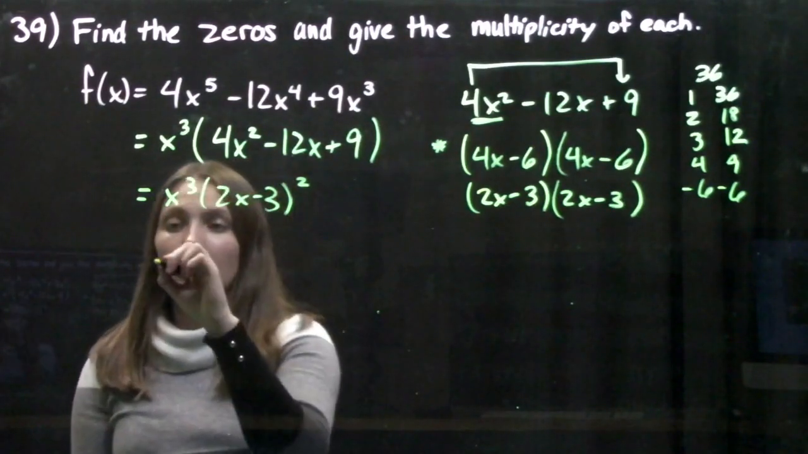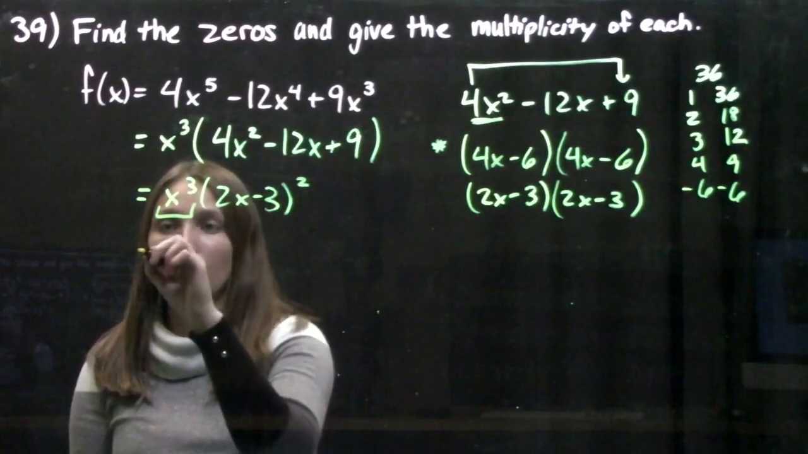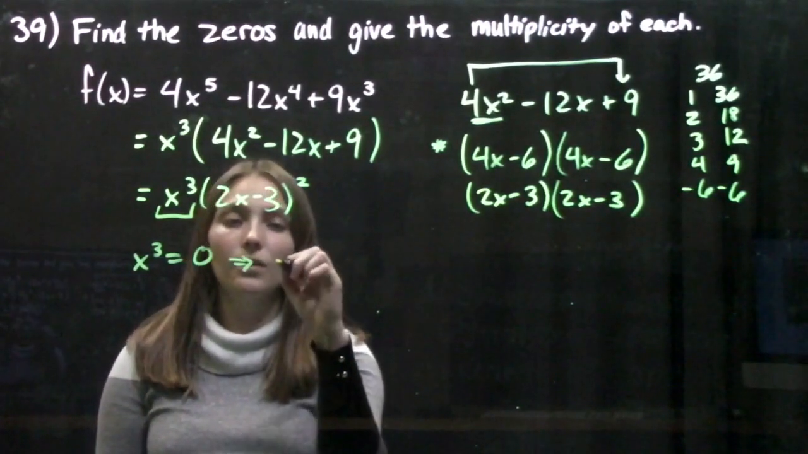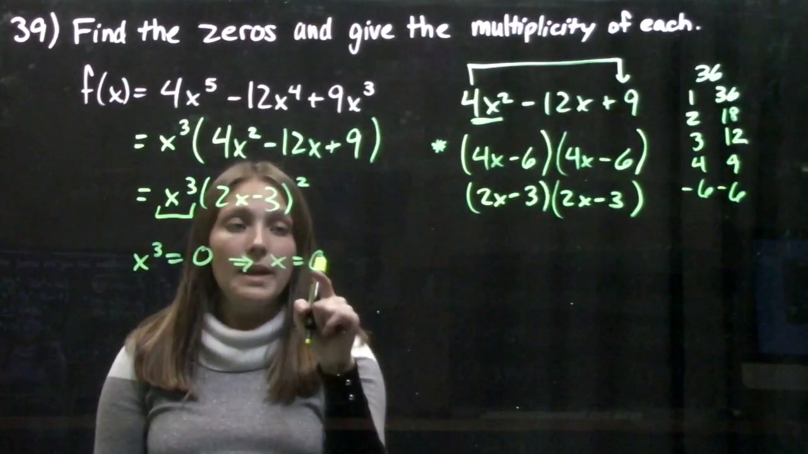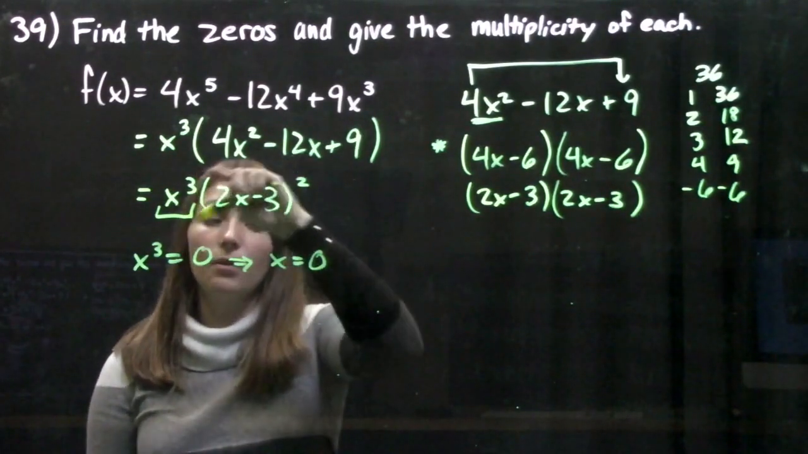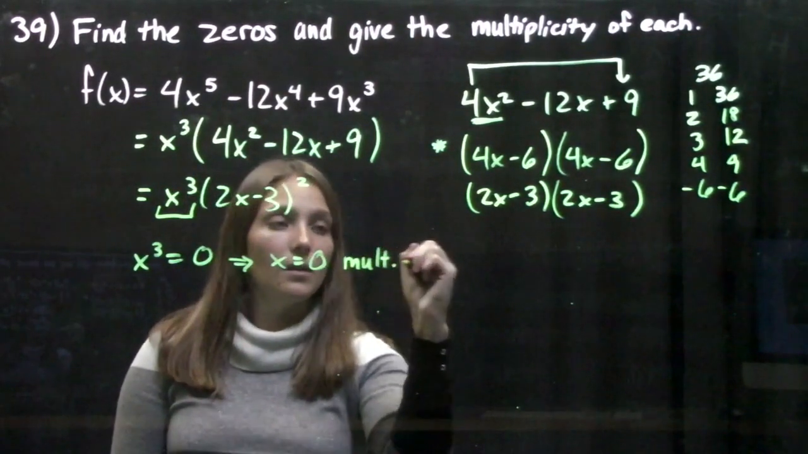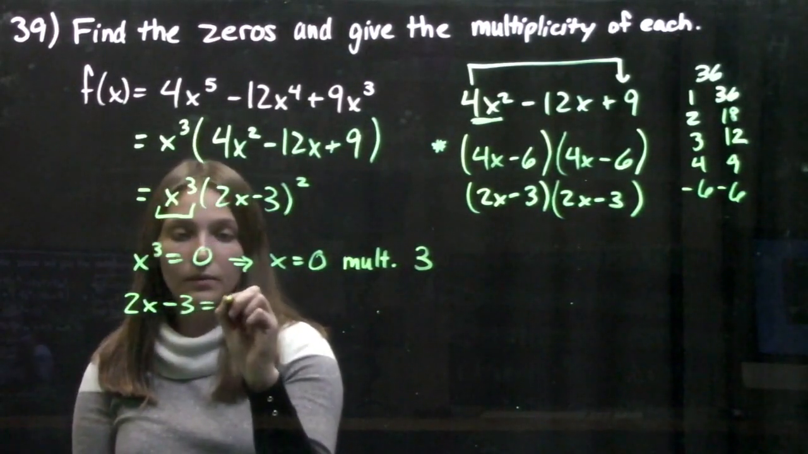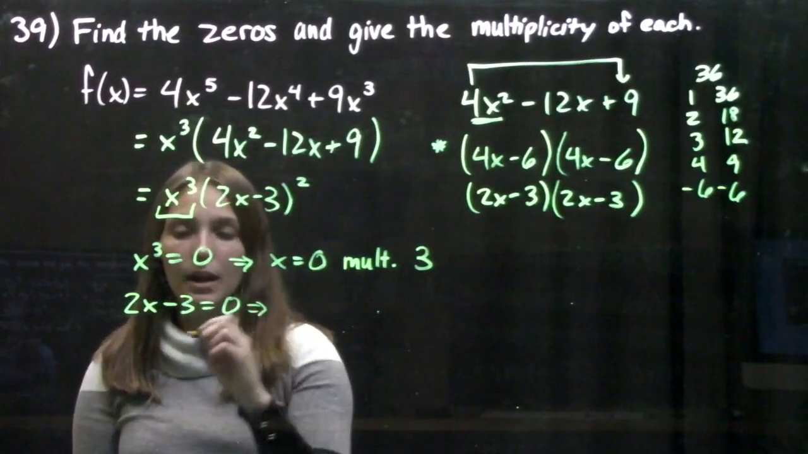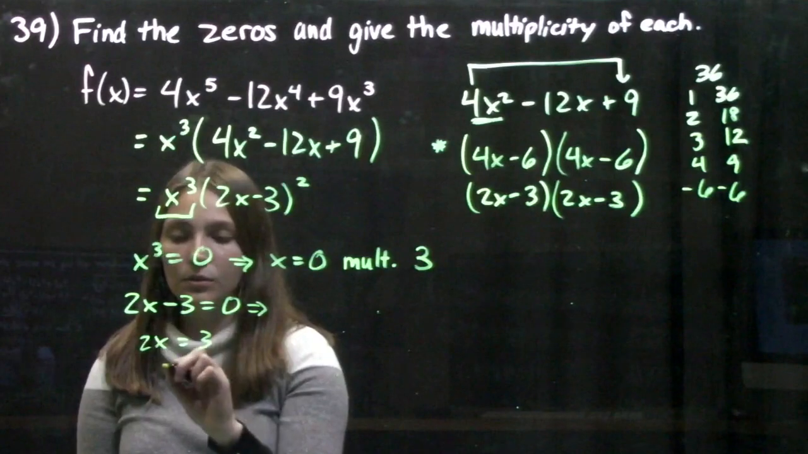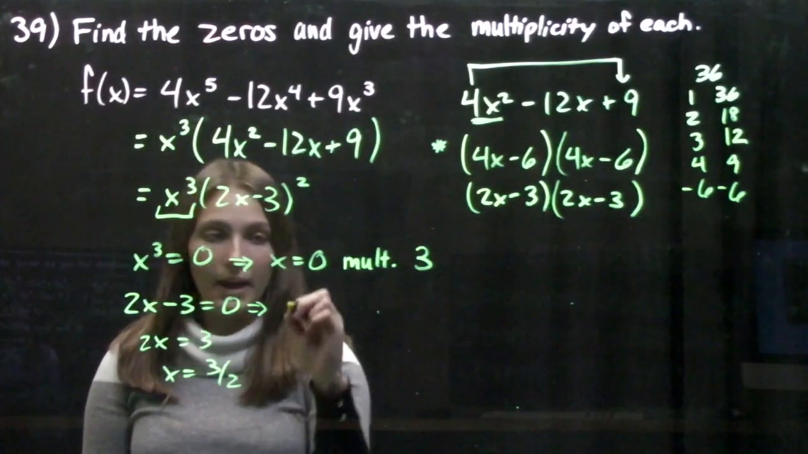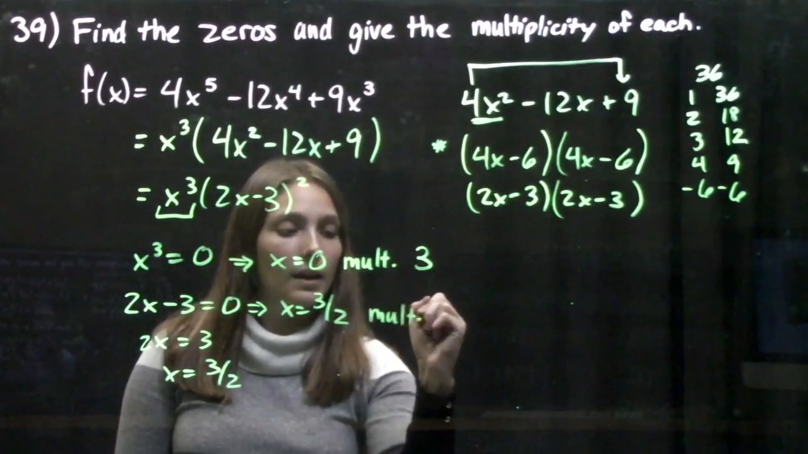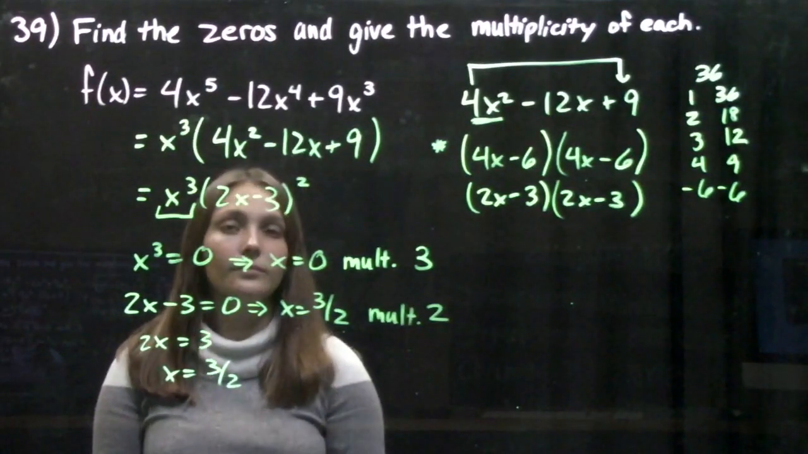Now we're going to find our zeros. So from this portion of it, we have x cubed equals 0. We set that one equal to 0, so we find that one of our zeros occurs at x equals 0. How many times does that occur? Well, that has a multiplicity of 3 based on the exponent. Multiplicity of 3. Now we take this one, 2x minus 3 equals 0, and we find that 2x equals 3, so x equals 3 halves. And because of this exponent here, we know that it has a multiplicity of 2. And then we're done.